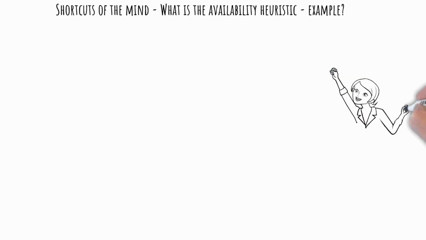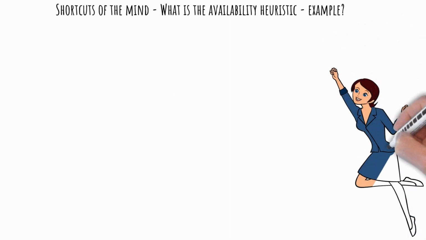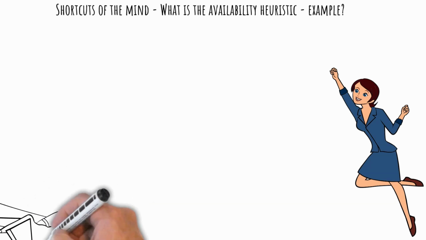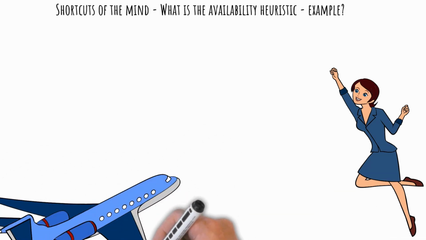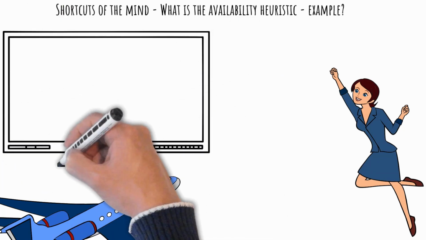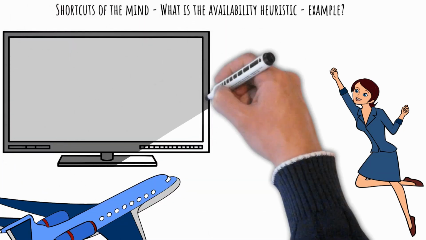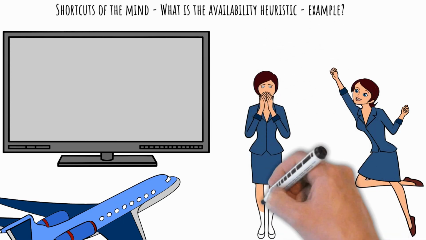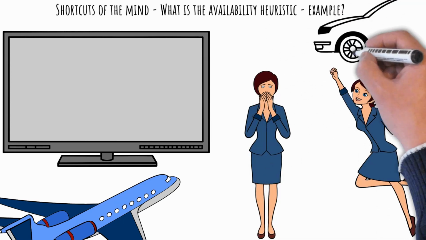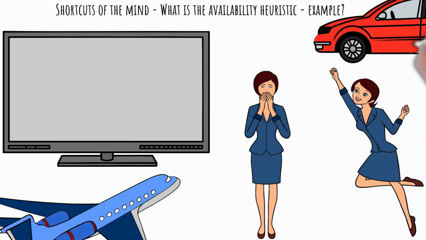Example. Jane often watches TV and reads various articles on the internet, and when she's about to go on vacation by plane, an irrational fear takes hold of her. After all, she has recently seen on TV and subsequently read on the internet about plane accidents. So she chooses to travel by car, not realizing that she is in much greater danger traveling by car than by plane in terms of probability.